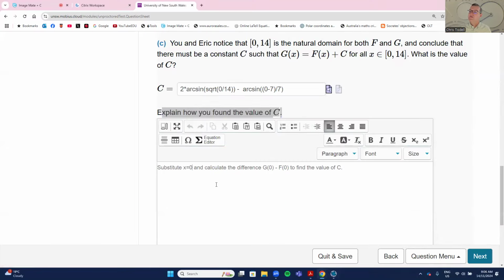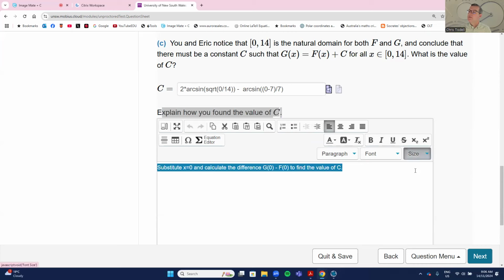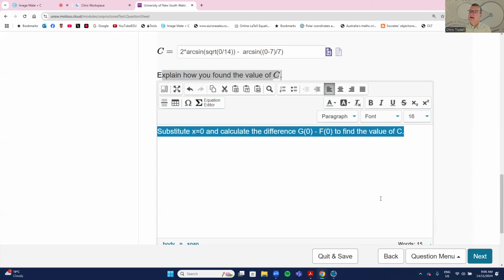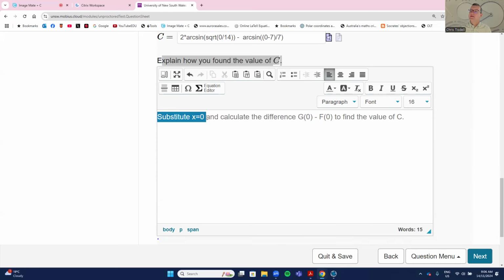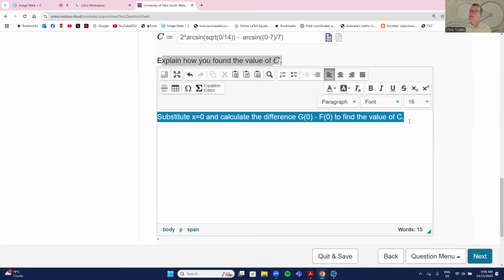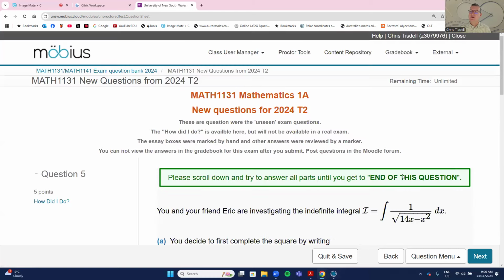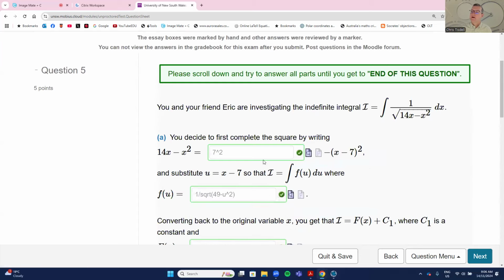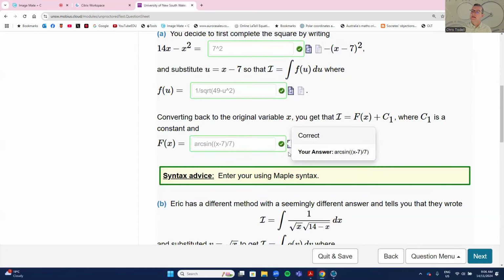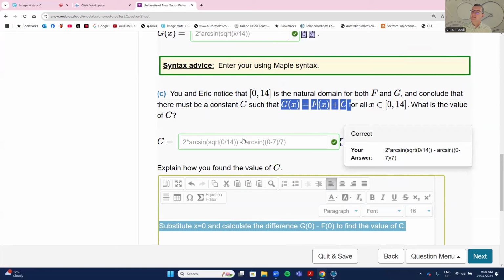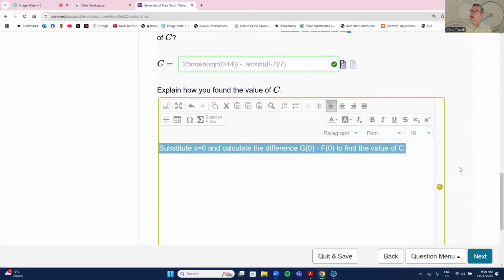Explain how you found the value of c. Well, let me make this a bit bigger. Maybe one sentence: substitute x equals 0 and calculate the difference to find the value of c. That comes from here and it works for all c. Let's check to see if we actually got it right. Yes, yes, yes. And this will be marked by a human.